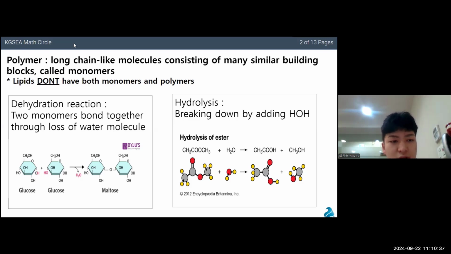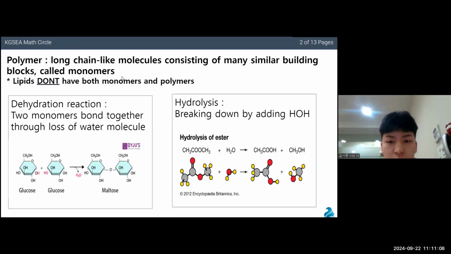So how do you make polymers? To make polymers, you need to go through something called the dehydration reaction, which is when 2 monomers bond together with the loss of a water molecule. As you can see in the picture below, glucose adds with glucose while losing an H2O, making maltose. On the other hand, you can also break down a polymer to make 2 monomers, which is done by a process called hydrolysis.